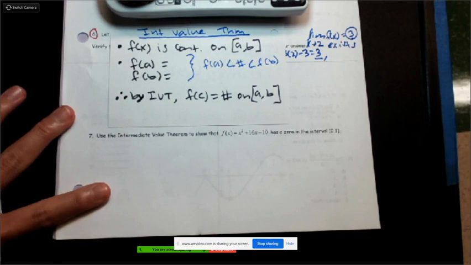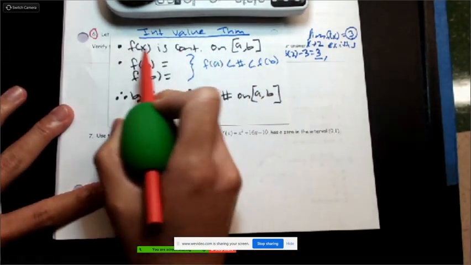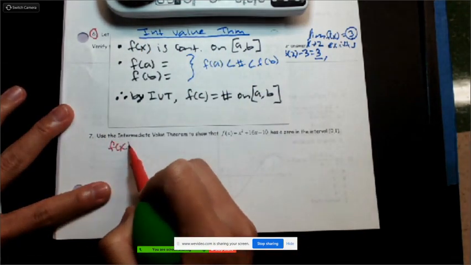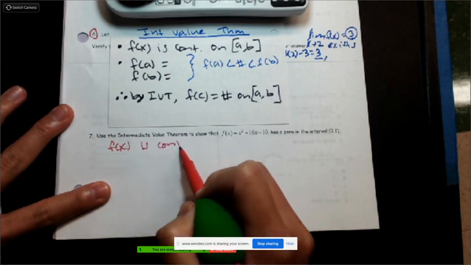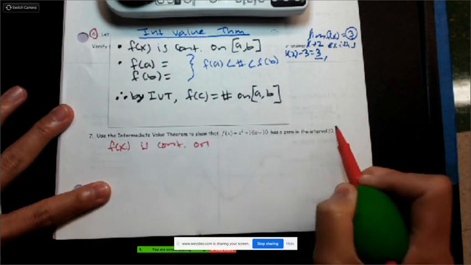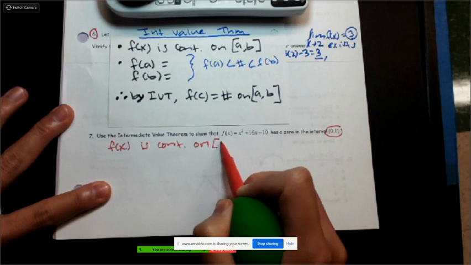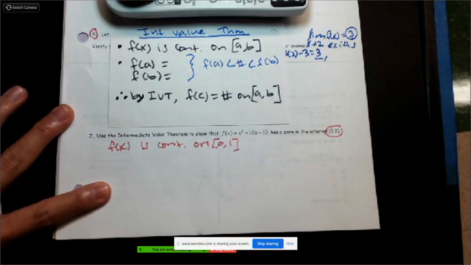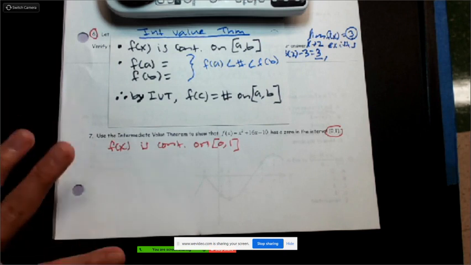So the first condition, we have to mention this. It is continuous. So let's write out the function is continuous on the interval given, which is this right here, 0 to 1. And keep in mind that intervals are x1 and x2. Okay, it's not an ordered pair of x and y.